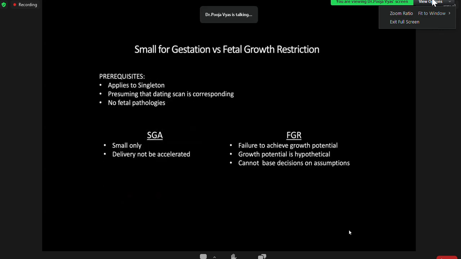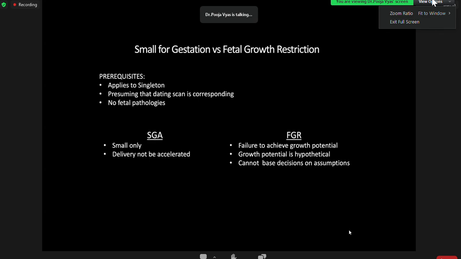Now, how do we differentiate between small for gestation and FGR? Provided that the pregnancy is singleton and we have done the dating scan properly. That means we have checked the dates, that there is no lag, and we have assigned an EDD. After that, we can't change the EDD. And if all that is done and we know that the growth is okay, then we are going to start, and we see that the weight of the baby is less than the 10th centile.